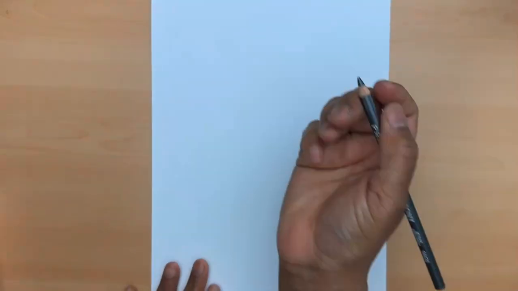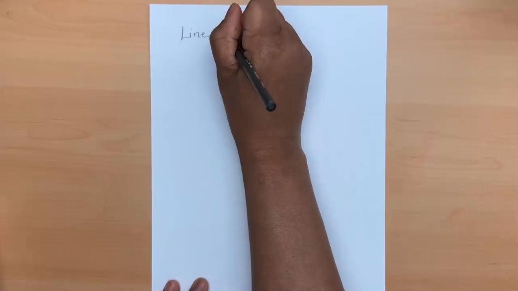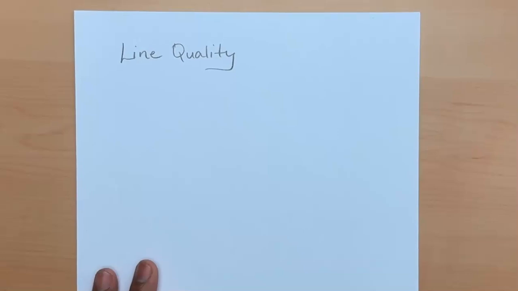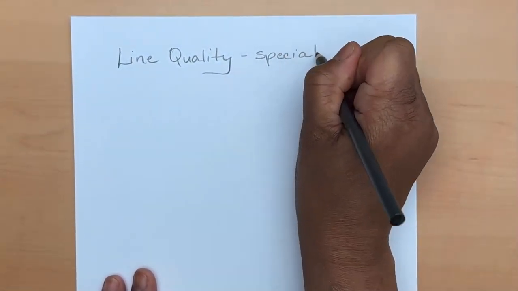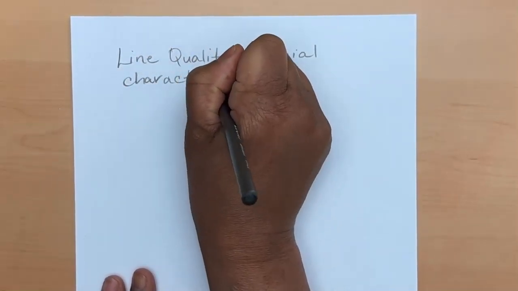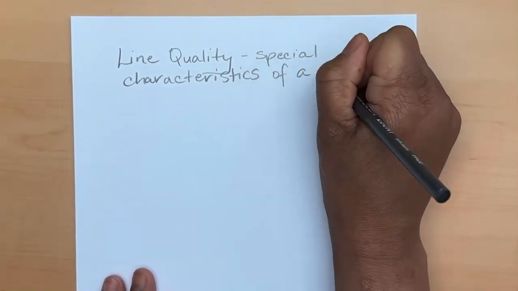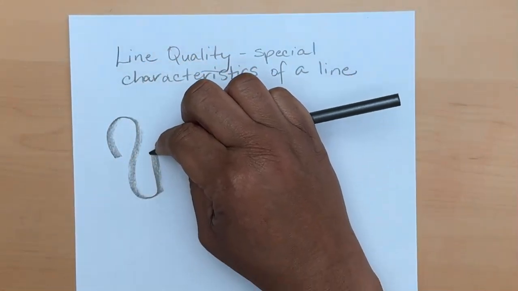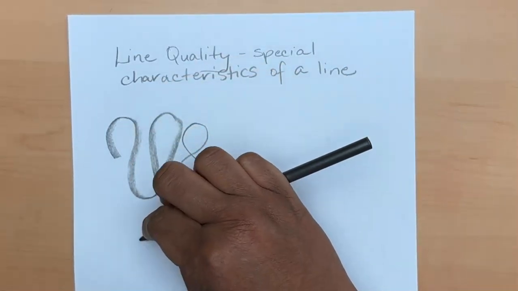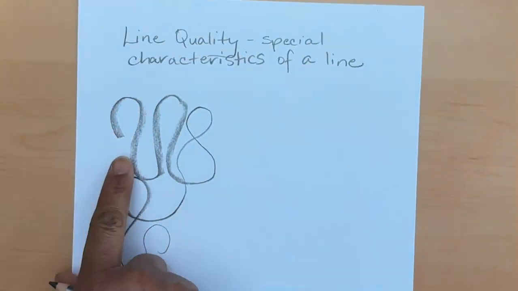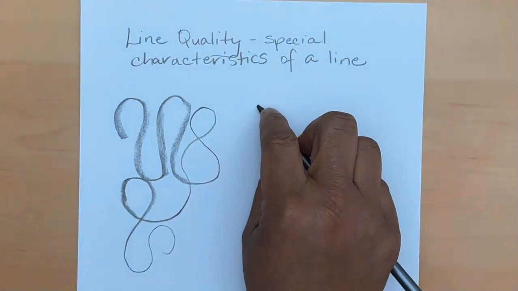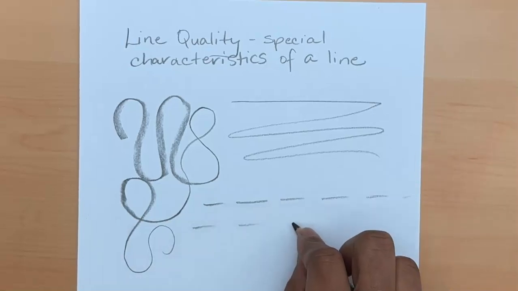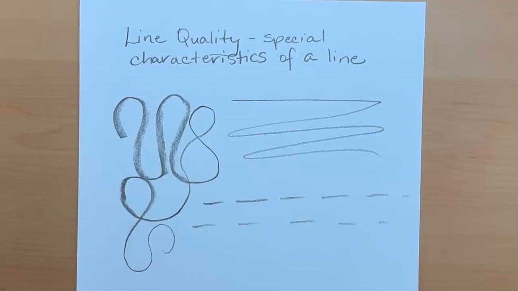Next, we're going to move into line quality. And line quality is the special characteristics of a line. If I were to hold my pencil on its side, I can create a line that is thick. If I hold it up, the line gets skinny. So this thickness, thinness, those are all examples of line quality. A line can be continuous like this, or a line can be broken. All of these refer to line quality. So that's just the special characteristics of a line.